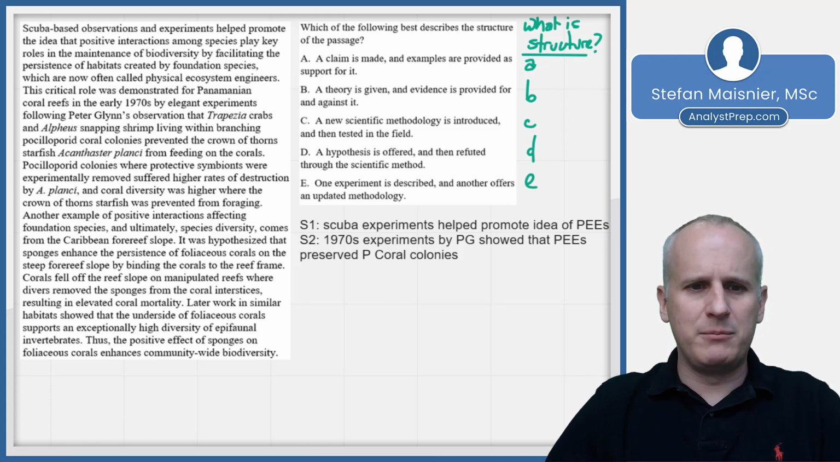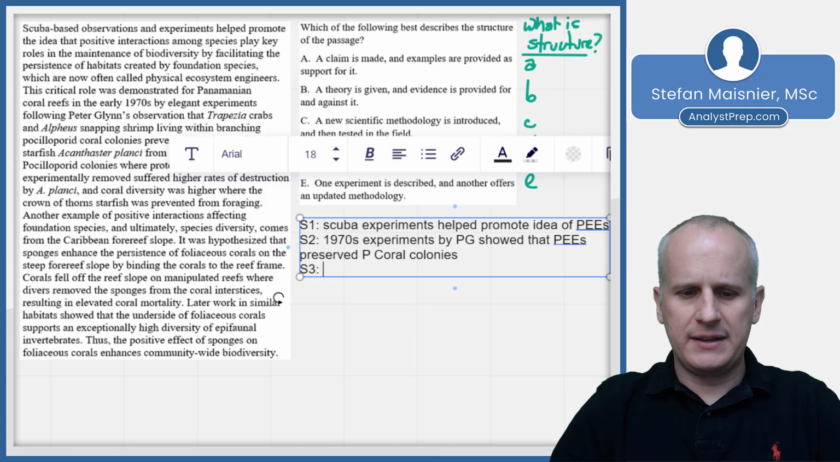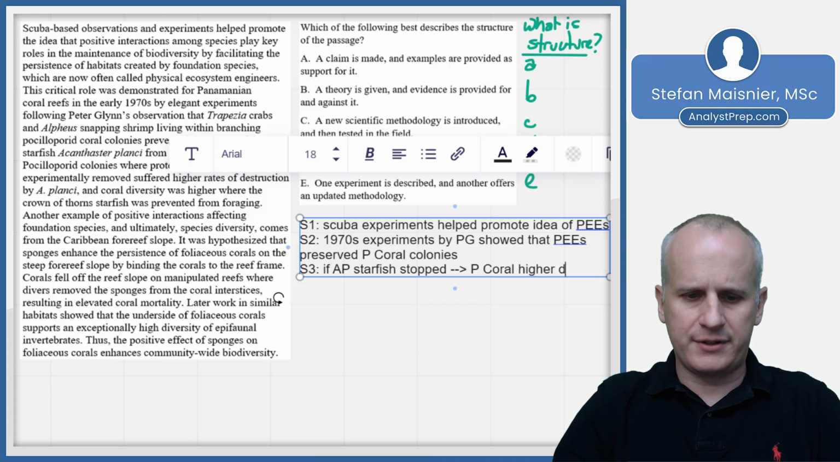Now, we then move on. Pea colonies where protective symbionts were experimentally removed suffered higher rates of destruction by AP, and coral diversity was higher where the crown of thorns starfish was prevented from foraging. Okay, so we know that if AP starfish was stopped, then pea coral, higher diversity. And we'll just say div for short.